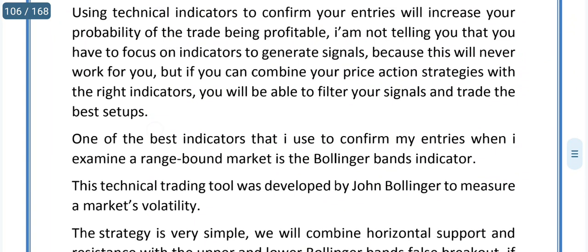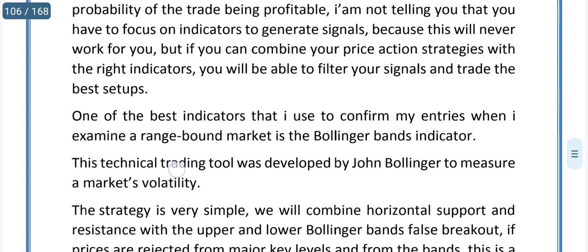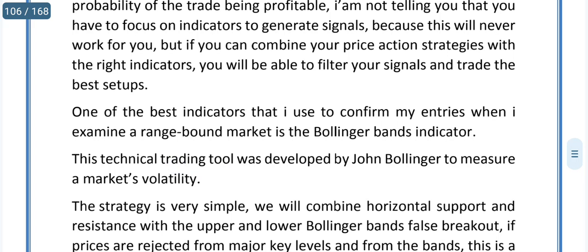indicators? We can see that using technical indicators will help us to increase our profitability while trading both ranging markets and trending markets. But you have to put this in mind.